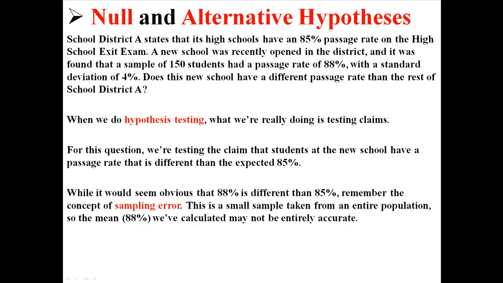While it would seem obvious that 88% is different from 85%, remember when I talked about sampling error? This is a small sample taken from an entire population, so the mean of 88% that we've calculated might not be entirely accurate. That's why we're going to do hypothesis testing to find out if this school is really different from what we expect it to be.